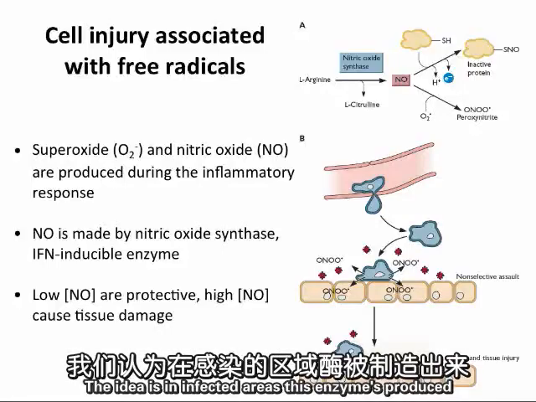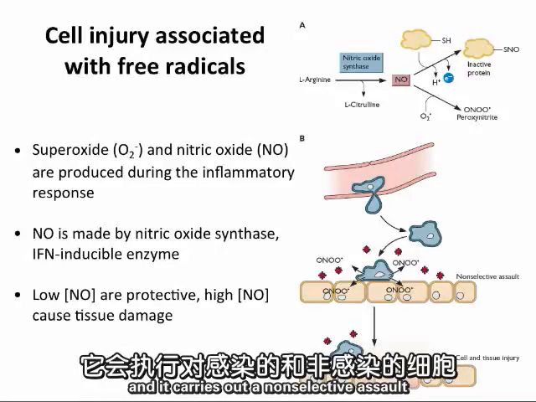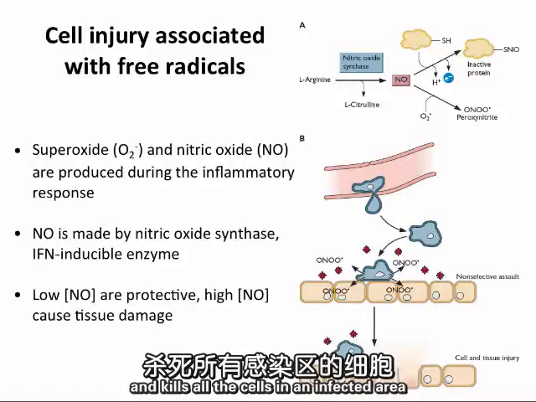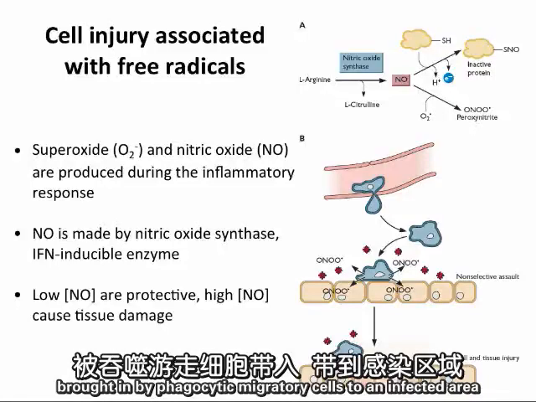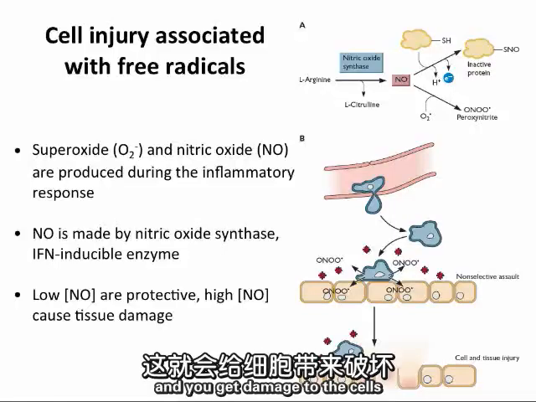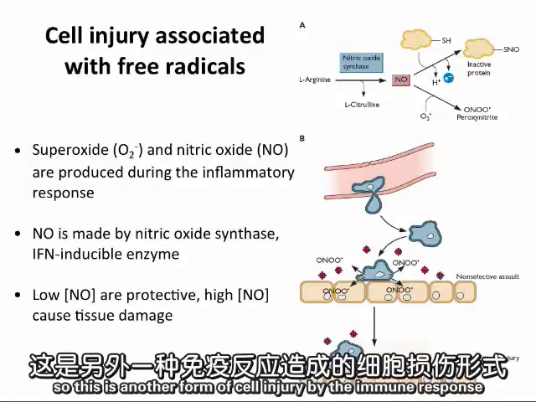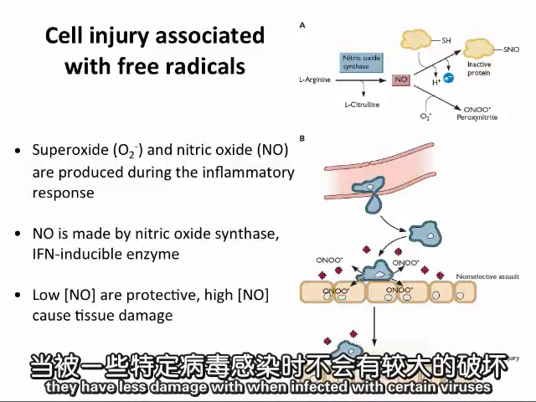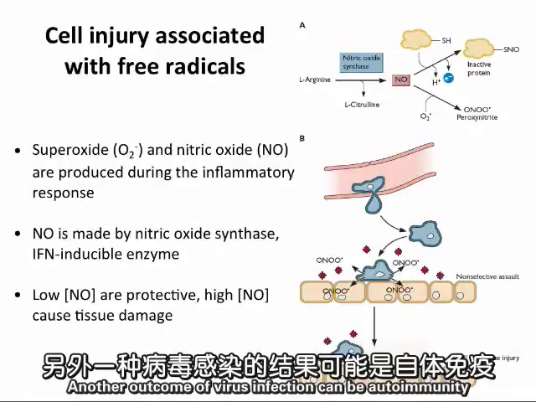The idea is that in infected areas this enzyme is produced, and it carries out a non-selective assault on the infected and uninfected cells, with the idea of trying to limit infection by killing all the cells in an infected area. So it's typically brought in by phagocytic migratory cells to an infected area, and you get damage to the cells. This is another form of cell injury by the immune response. You can show that, for example, in mice: if you knock out the gene for nitric oxide synthase, they have less damage when infected with certain viruses.